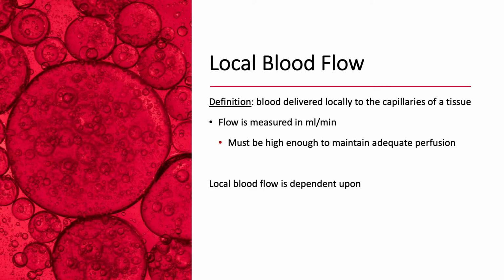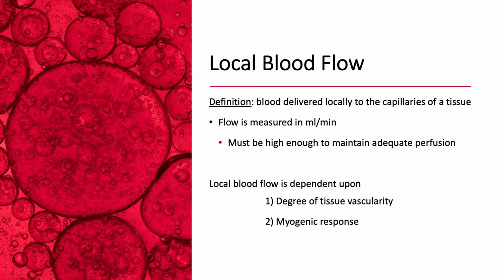And it's because of this fact that we must direct blood to where it's needed and away from where it isn't needed that local blood flow is going to vary. We define local blood flow as the amount of blood being delivered locally to the capillaries of a tissue. Okay? We measure the local blood flow in mils per minute, so mils of blood in 1 minute. And our goal here is to maintain adequate perfusion.